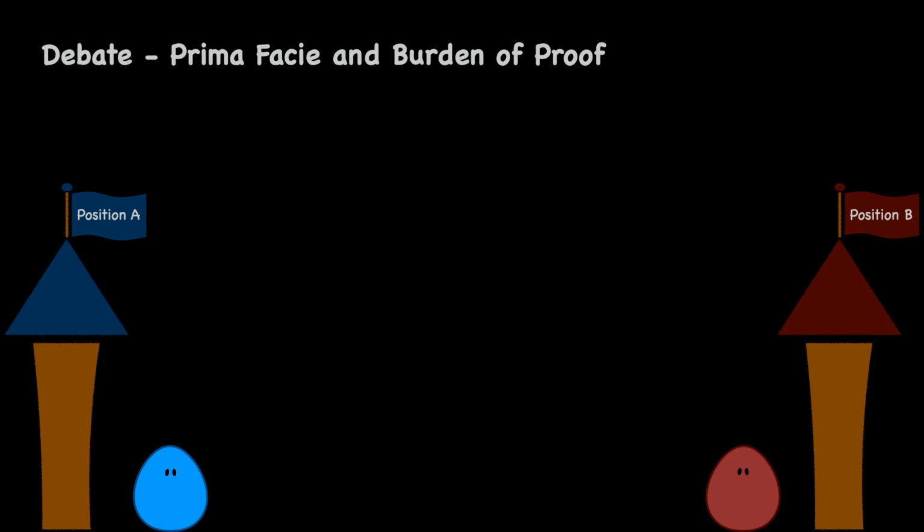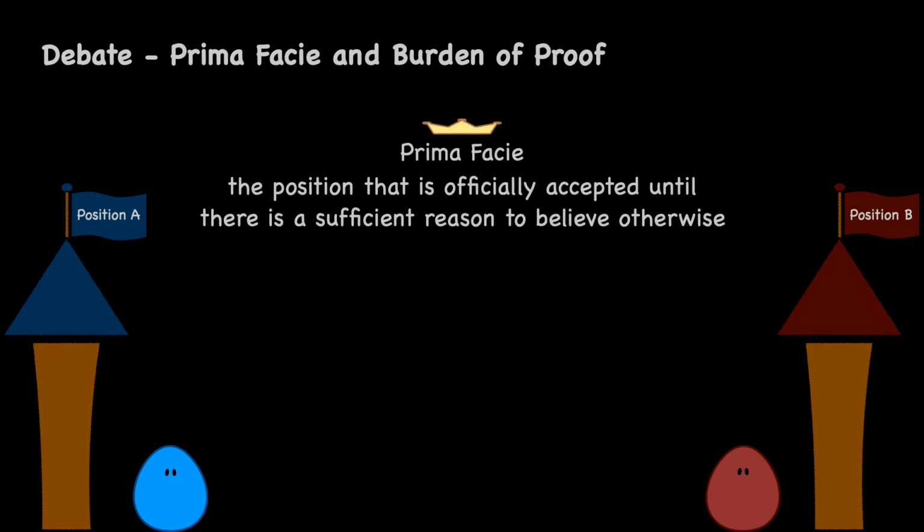Now, who starts the argument? It's whoever has the burden of proof. Okay, who has the burden of proof? The prima facie is the position that is officially accepted until there is a sufficient reason to believe otherwise. Following the principle of sufficient reason, it is assigned to the simplest position that accounts for all the data, or the most probable one, or if this is not easily determined, then it is assigned to the status quo, because any change requires a sufficient reason. Then, the burden of proof is on the other side.